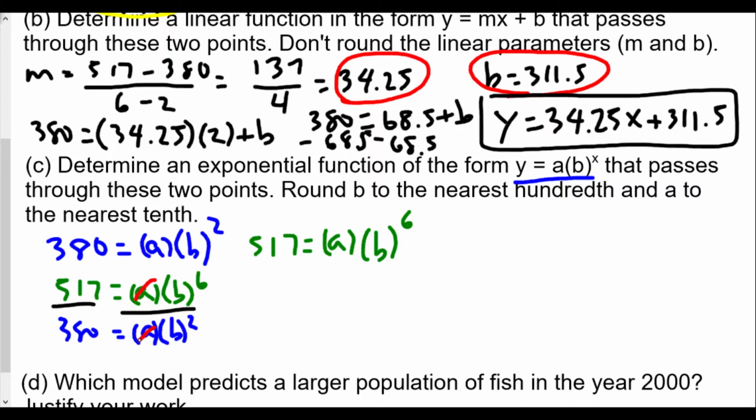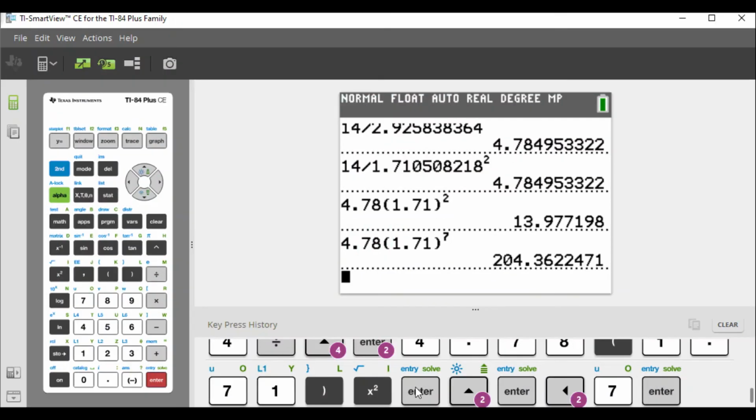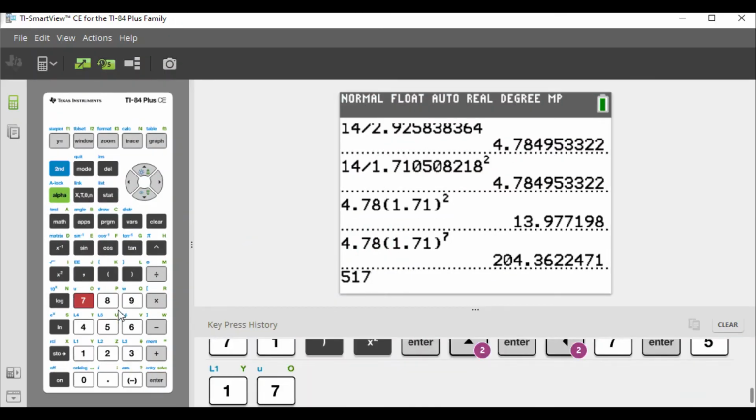And so we're going to get for our b value, b to the 4th power is equal to 517 divided by 380. Let me just bring up our calculator again. 517 divided by 380. Does that work nicely? I don't know. 517 divided by 380.